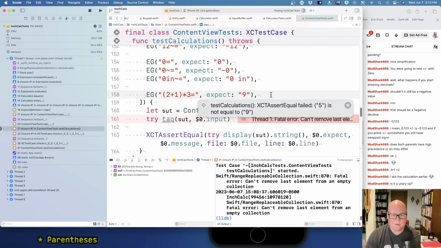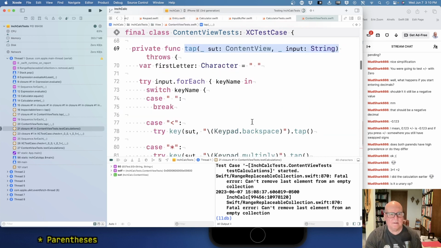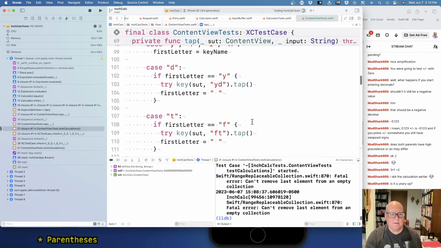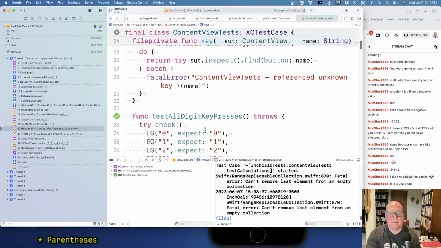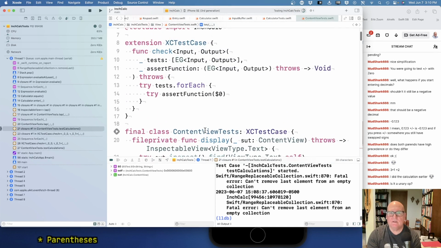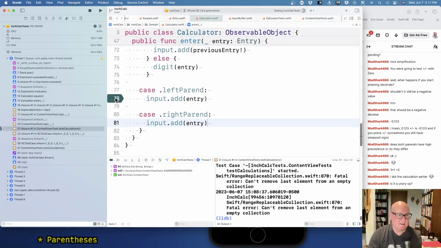I guess it's blowing up on this line because the others all worked. Tap input. Well, we should see key. Find button. We found the button. I mean, it should be doing the calculator stuff. Let's check.